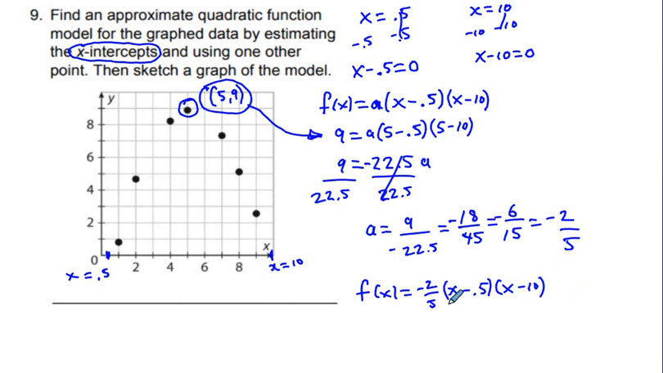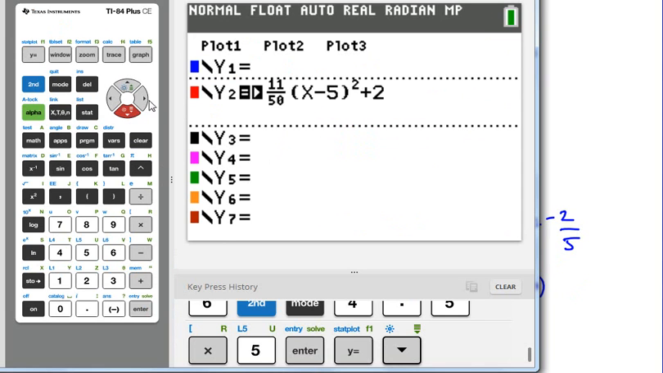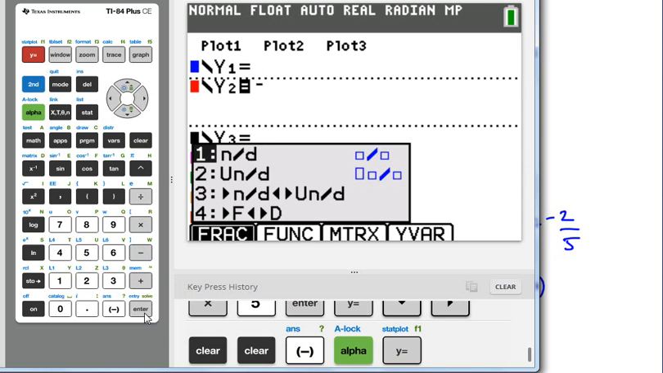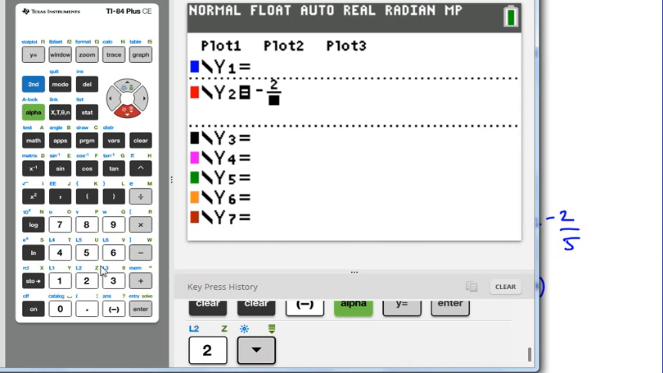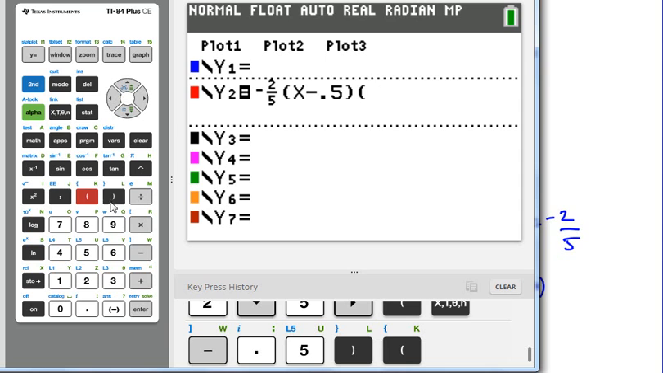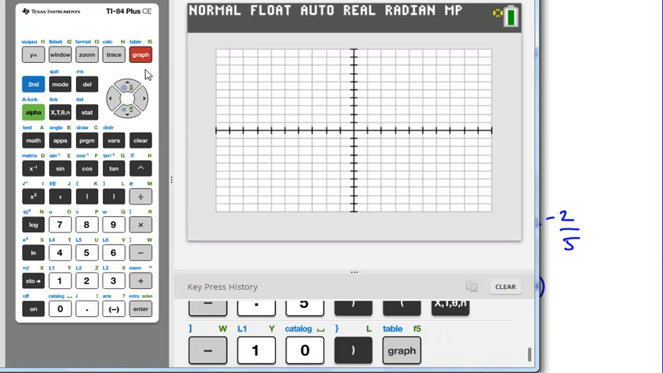And again, if you have slightly different answers here because you used different x-intercepts, perfectly understandable. Going to the calculator here, so let's clear this out. So we have -2/5. Then we're going to have quantity x minus 0.5, and then x minus 10. Those parentheses, we should have it right here. Make sure the points are hit.